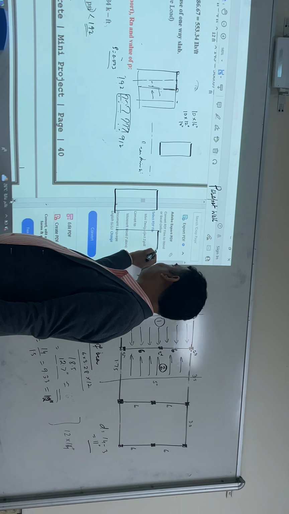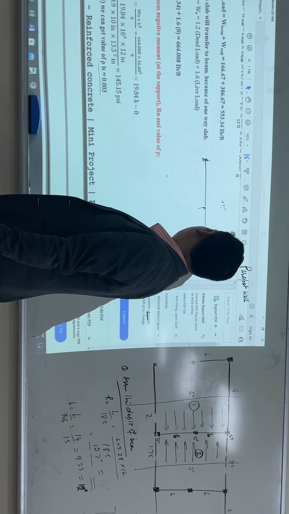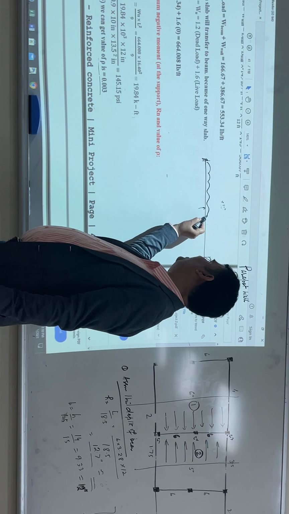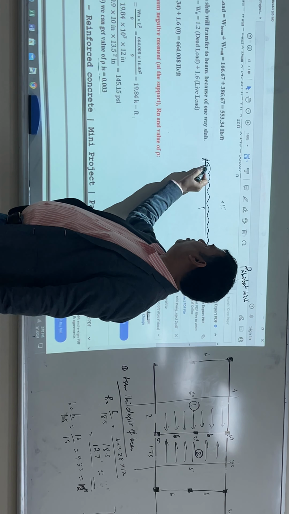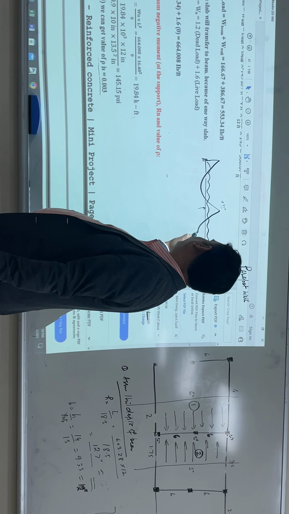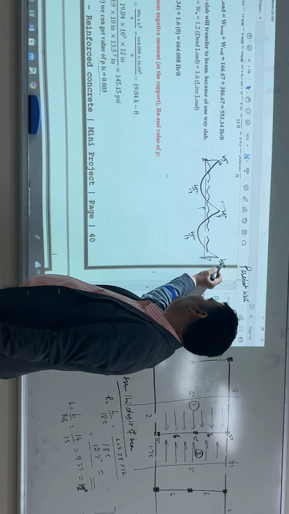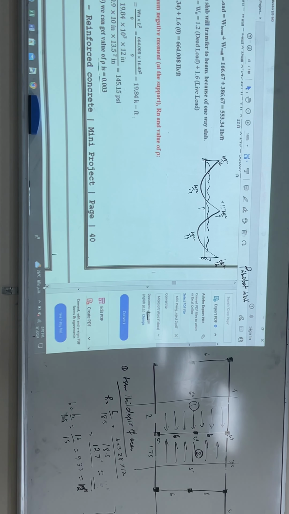Okay, this is your beam. UDL you calculated. Now you calculated the bending moment diagram. This is WL square by 16, WL square by 14, WL square by 9, WL square by 9, WL square by 14, WL square by 16. Got it?